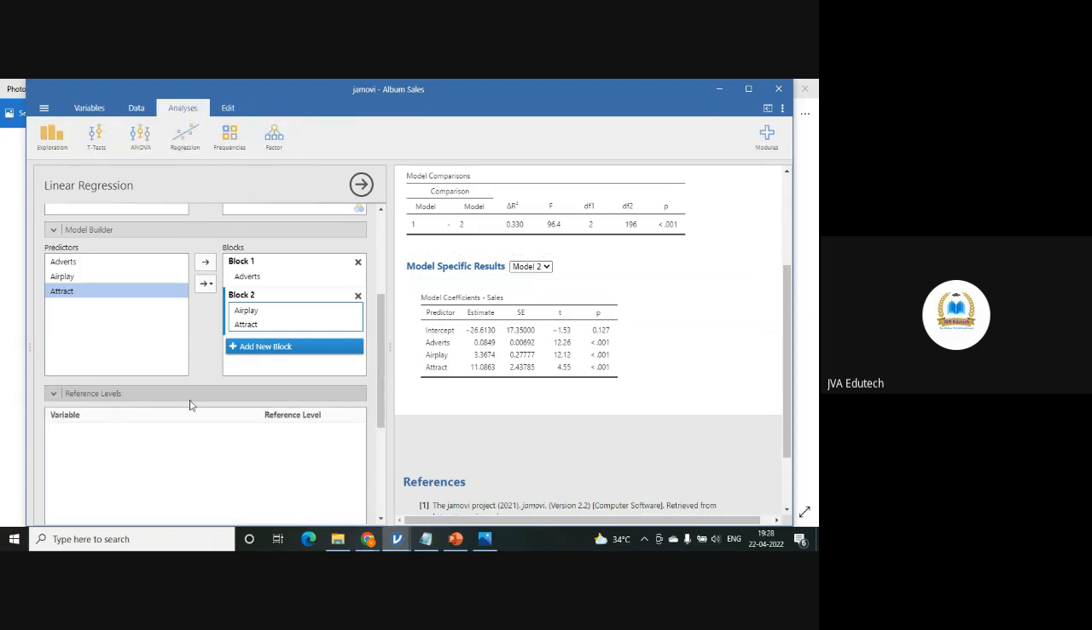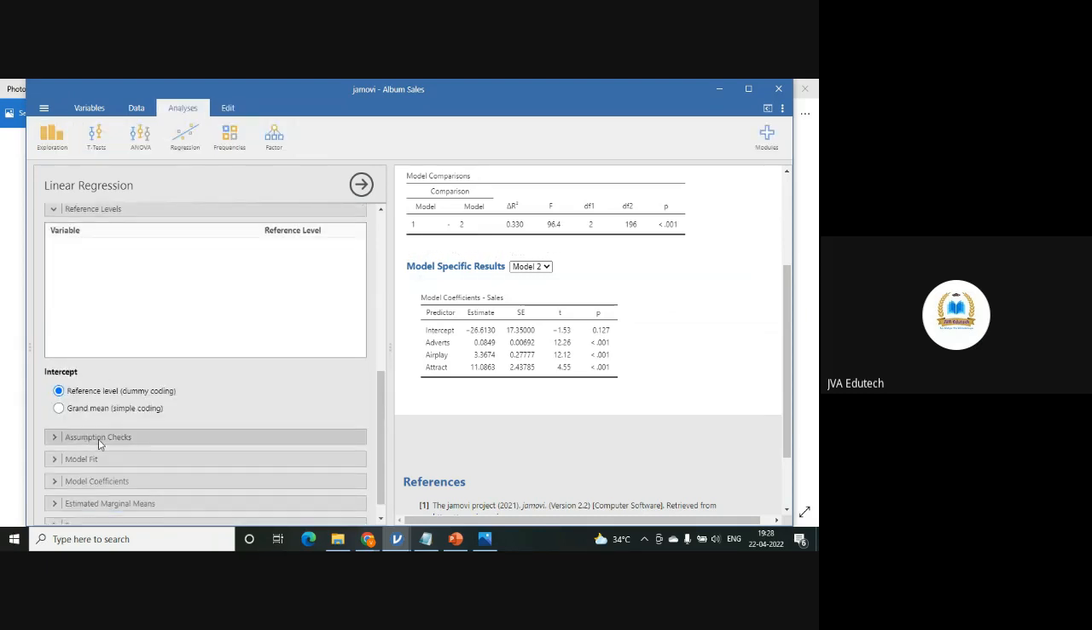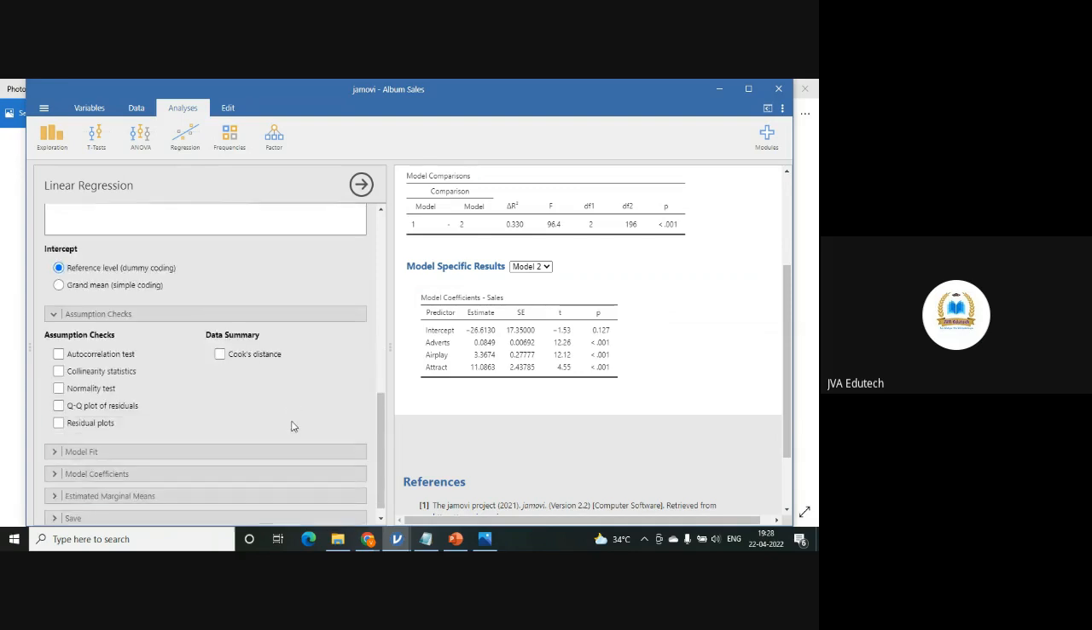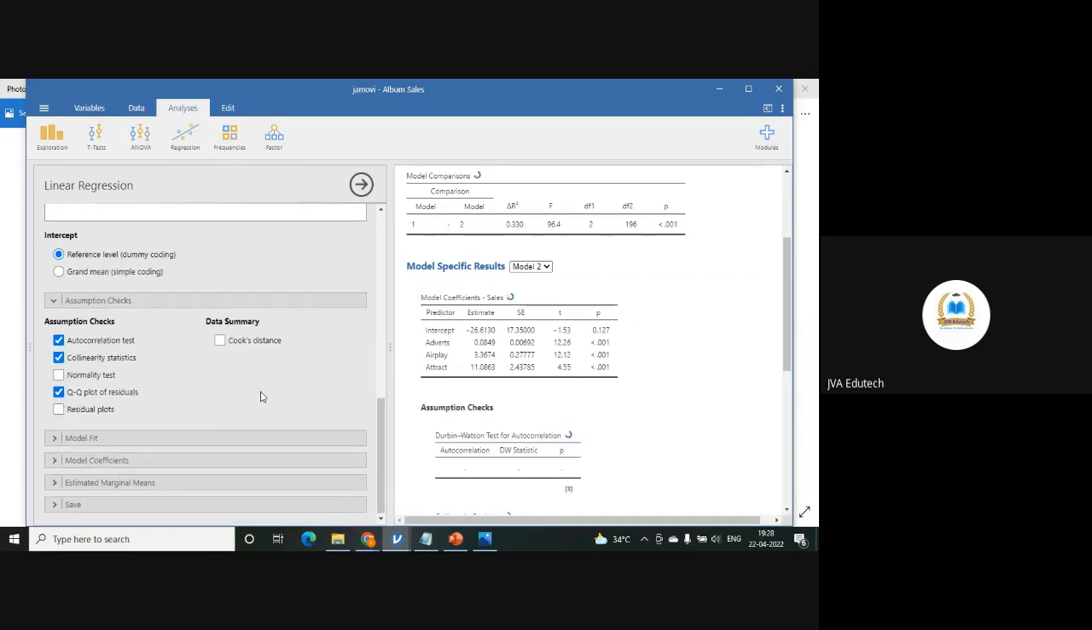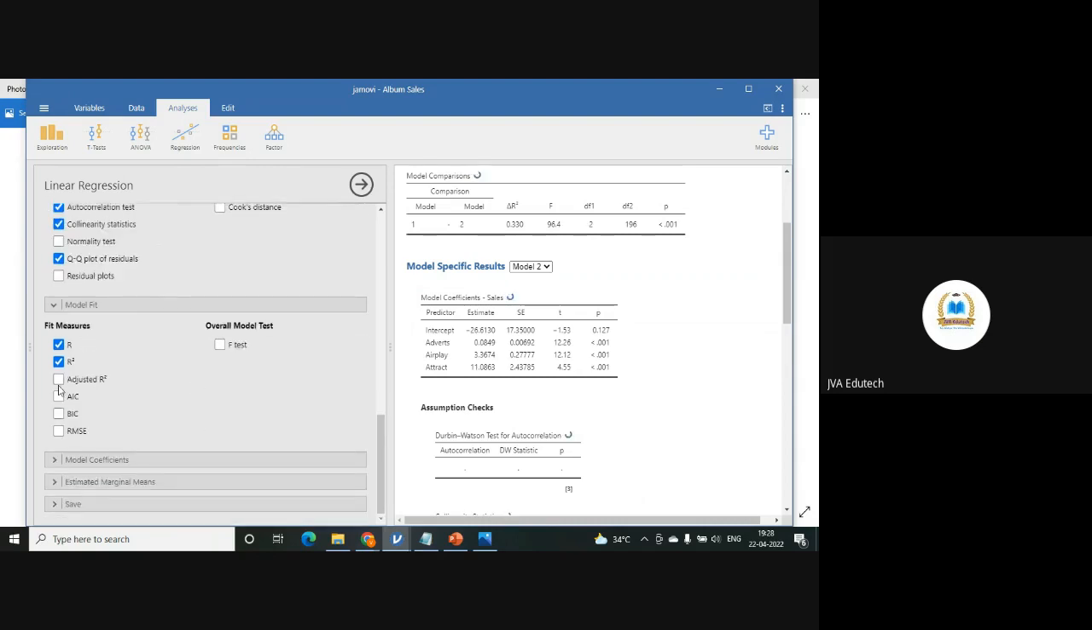Now reference level, no need. Assumptions: we want autocorrelation test, collinearity, and QQ plots of residuals. Model fit: R square, adjusted R square, and F test.